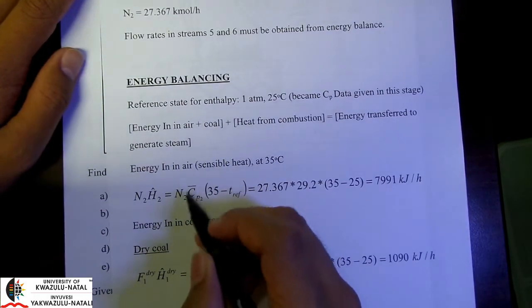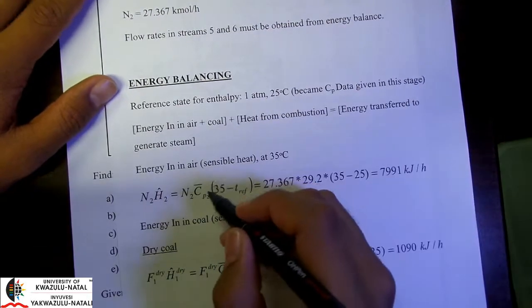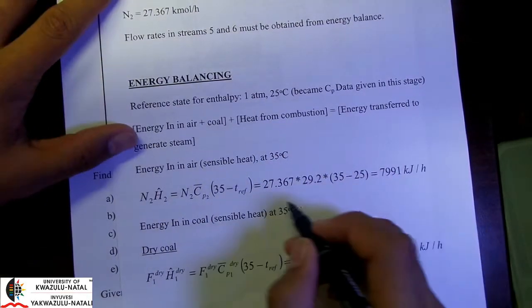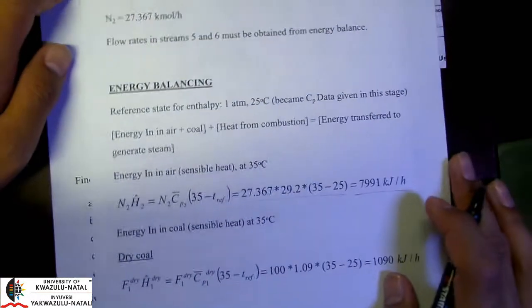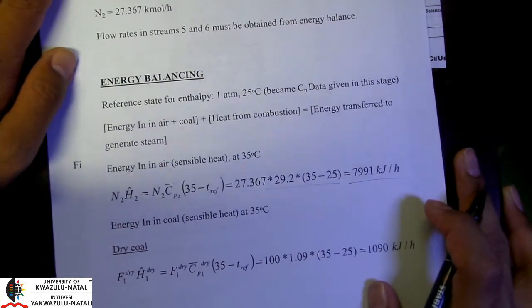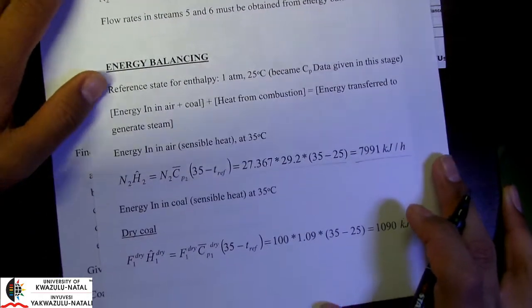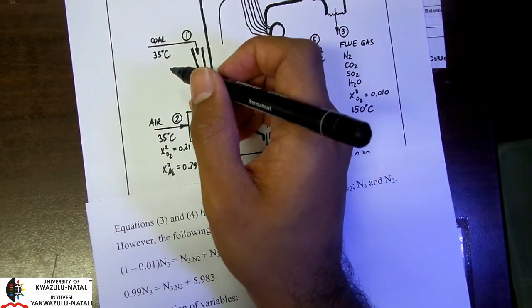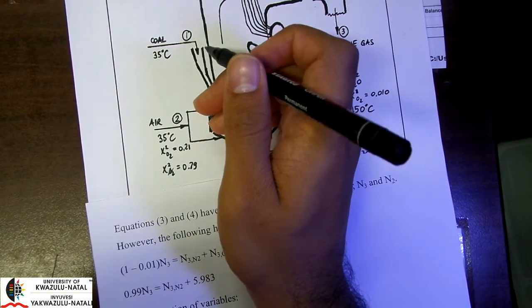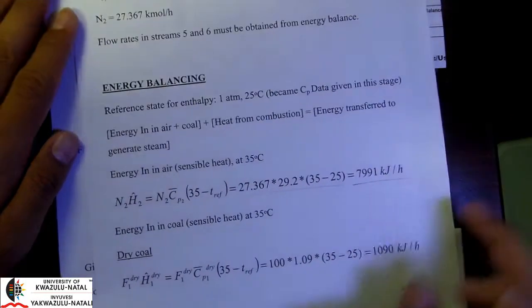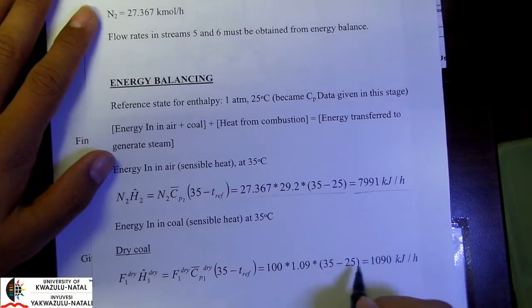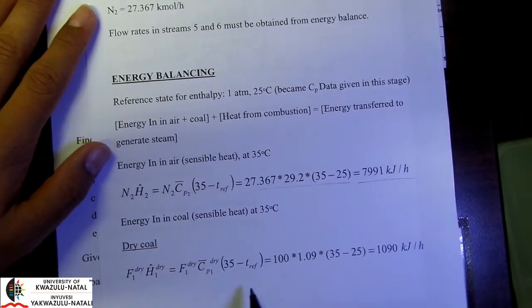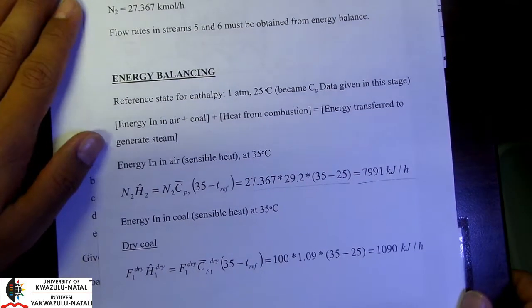Okay, we've been given the CP of not just oxygen and nitrogen individually, but the CP of the entire air. So we can calculate our enthalpy quite simply. Now let's look at the energy in the coal. The coal is also available at 35 degrees Celsius, and we have also been given the heat capacity of our coal. So we can find our sensible heat of our coal in much the same way. We have 100 kgs of coal, so we can find the total enthalpy of the stream.